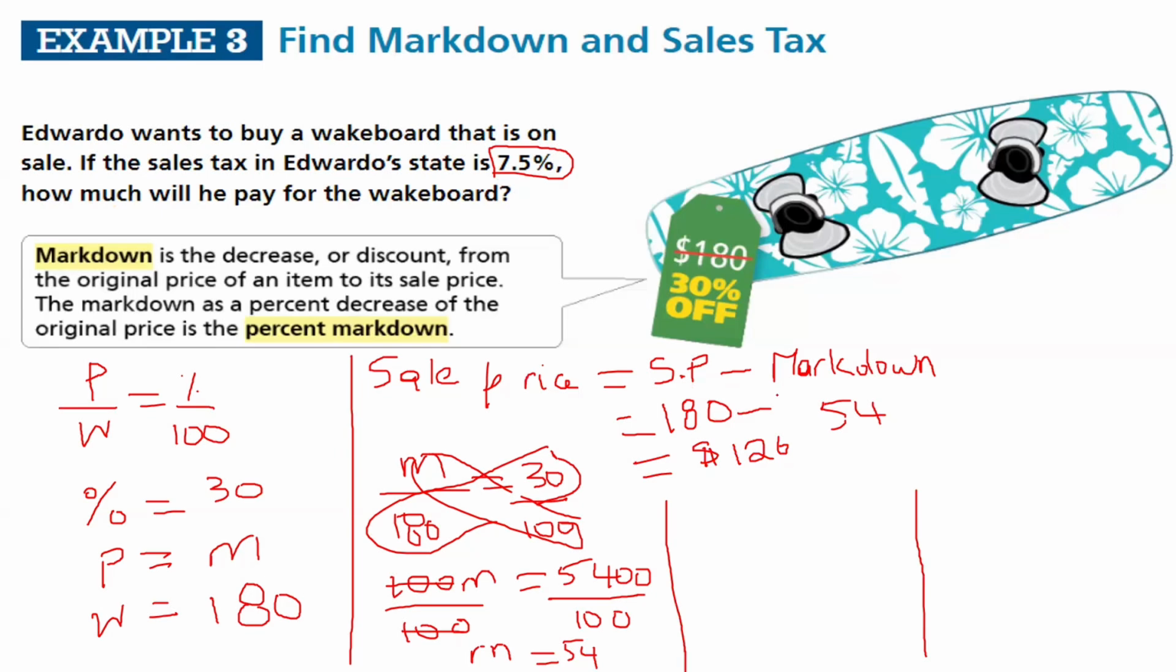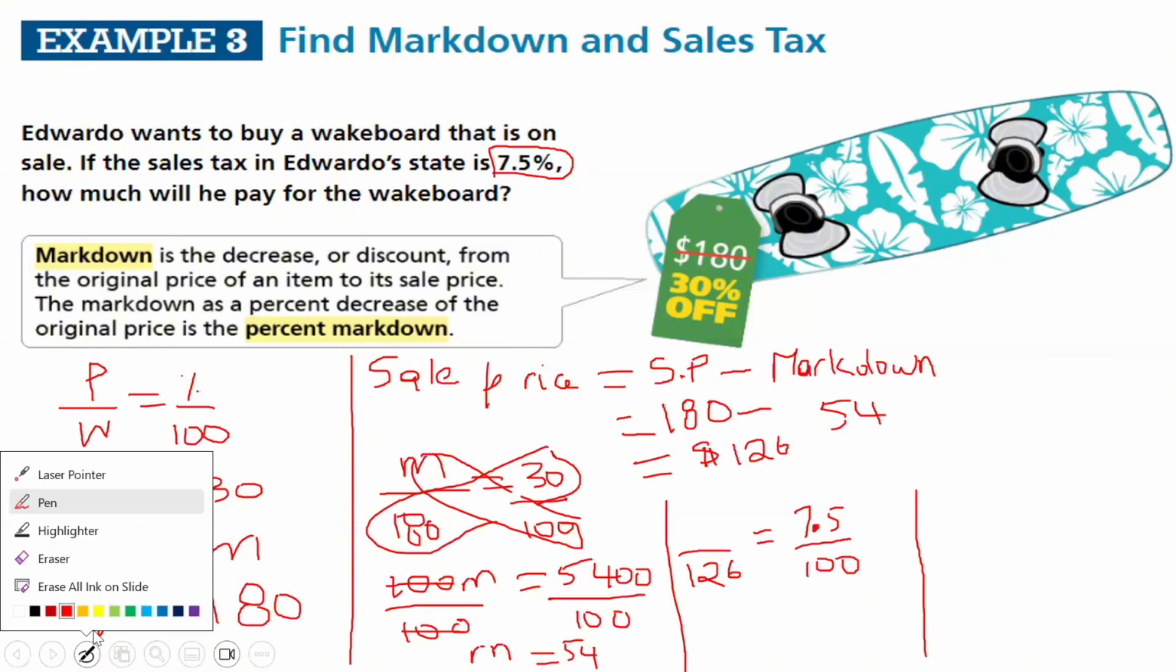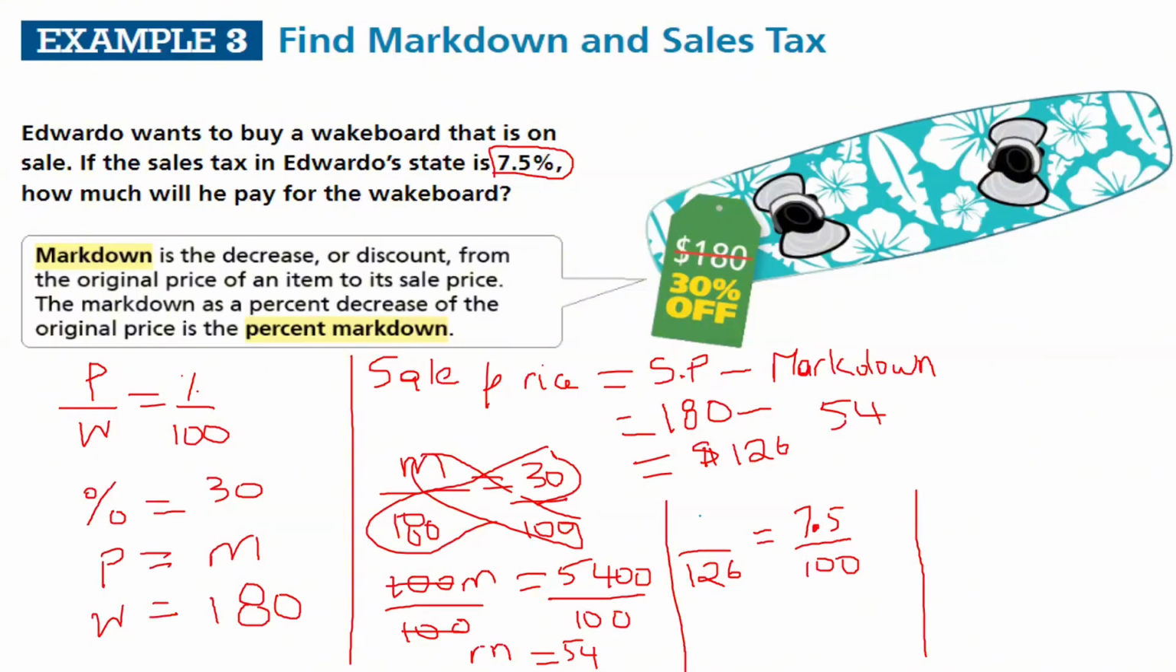So now my new whole is going to be my sale price, which is 126, because I need to know what is 7.5% of the cost here to know how much tax I will pay on the item. So my new whole is 126. My percent is going to be 7.5% because now I'm finding the tax. I'm done with the discount. Now I'm finding the tax that I will have to pay for the item. So basically here I'm finding the part. I'm going to call the part T since I am finding sales tax.